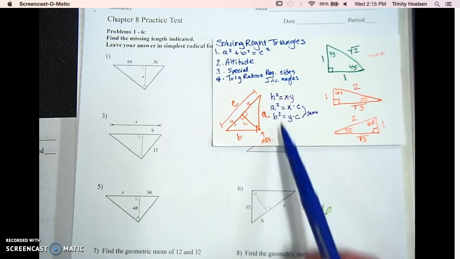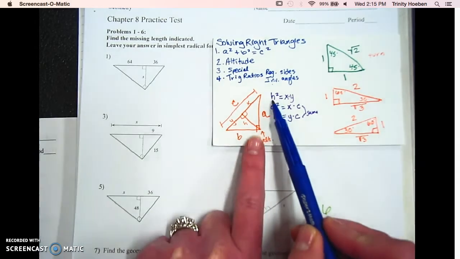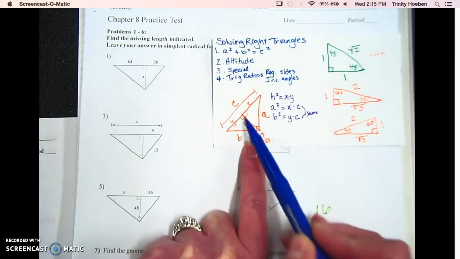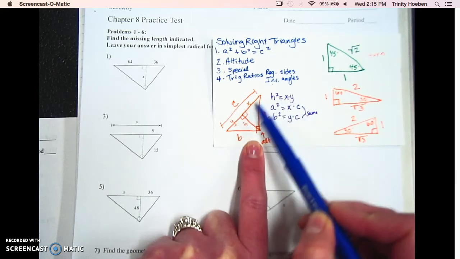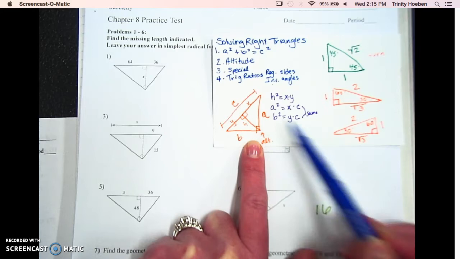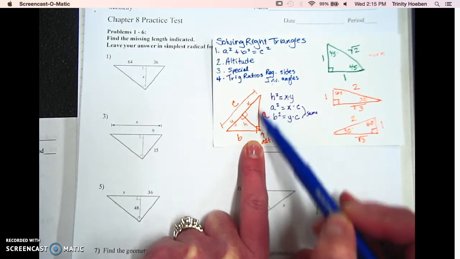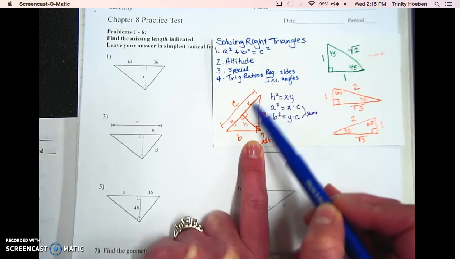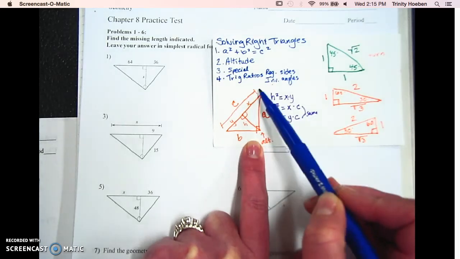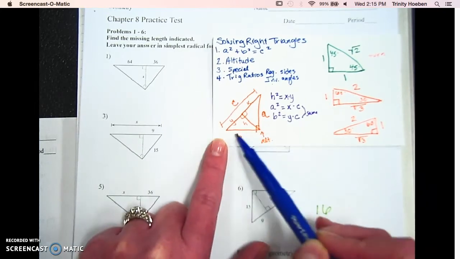You should have a right triangle with an altitude drawn in, and there are 3 equations that are going to work. The first one has to do with the altitude: the altitude squared is equal to x times y, the 2 smaller pieces of the hypotenuse. The other equation is the leg squared equals the piece closest to it times the length of the whole thing. The third equation just uses the other leg.